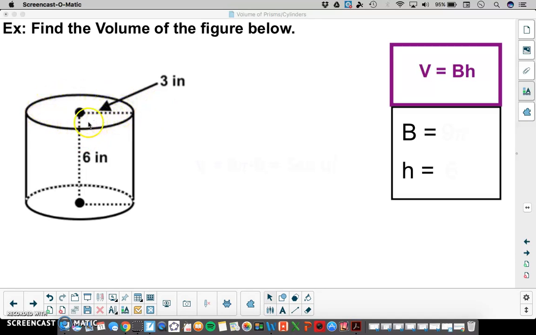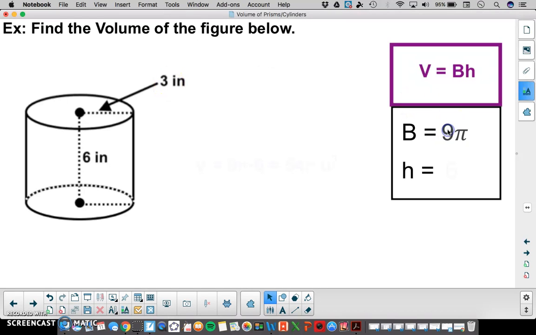The base is a circle, so we find the area of the circle by pi times r squared. r is 3. 3 squared is 9, so the area of our base is 9 pi. The height of the cylinder is the length between the two bases, which will be 6. So the volume will be 9 pi times 6, which will be 54 pi cubic units.